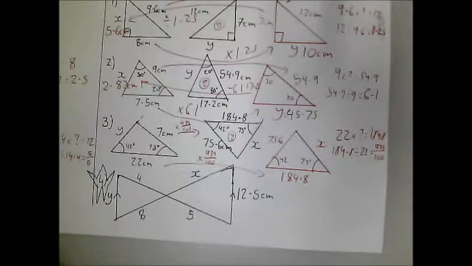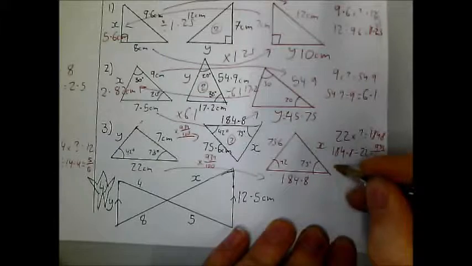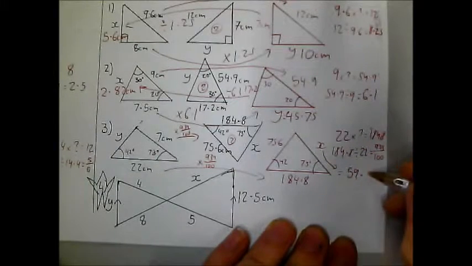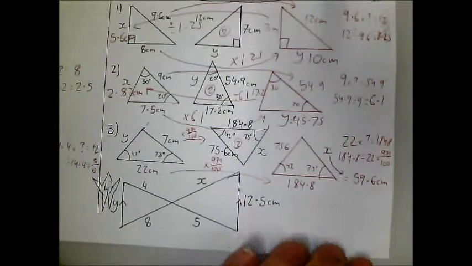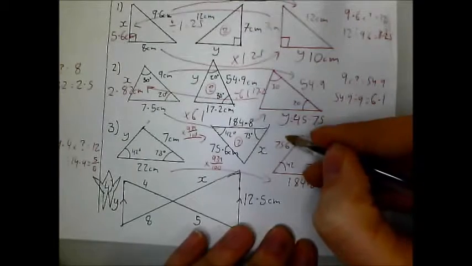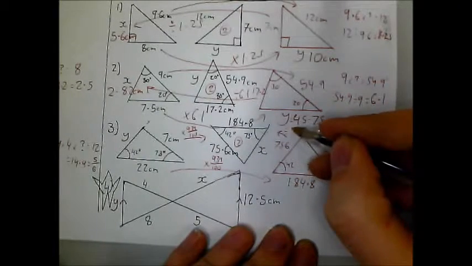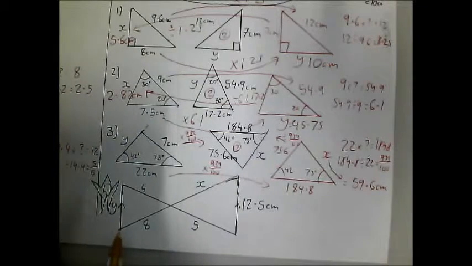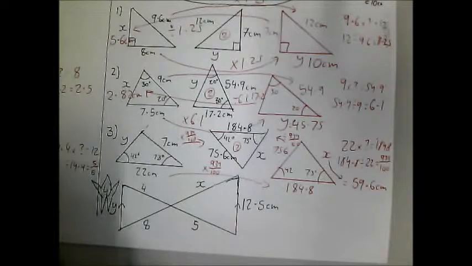That gives me an answer of 59.7. So x equals 59.7. So I need to round that correctly, so 59.6 centimeters. Okay, and to get y, I don't multiply, I divide by 939 over 100. So 75.6 divided by 939 over 100. And that gives me 8.1.